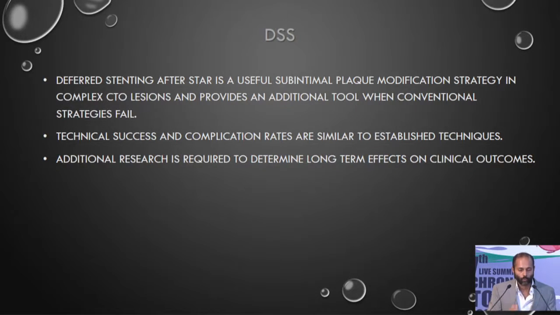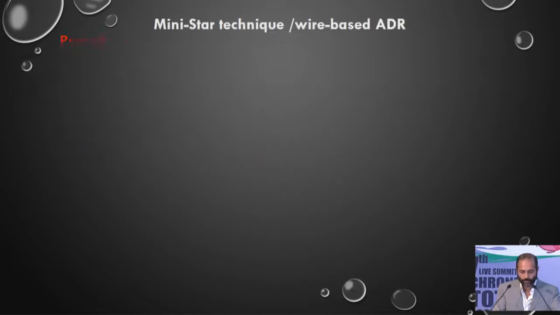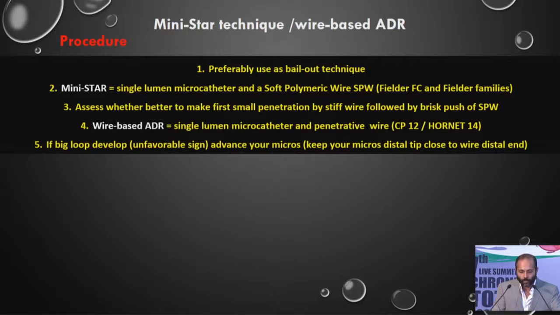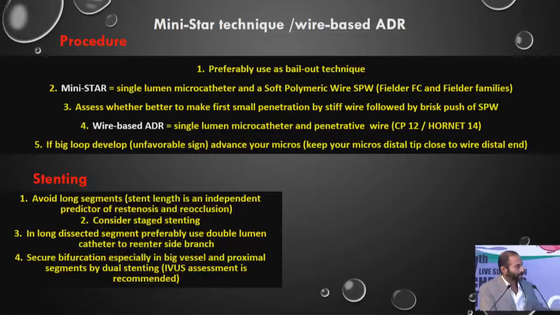So what are we talking about when we talk about wire-based re-entry strategies? Really resist the urge to stent. Deferred stenting after STAR is much better. There's a term that I think we like to come up with terms for anytime we do anything crazy. It's called subintimal plaque modification or SPAM. But in any case, the idea is don't stent after that.